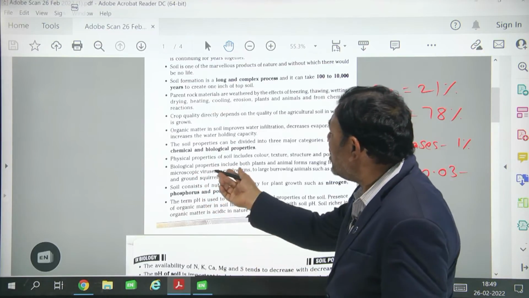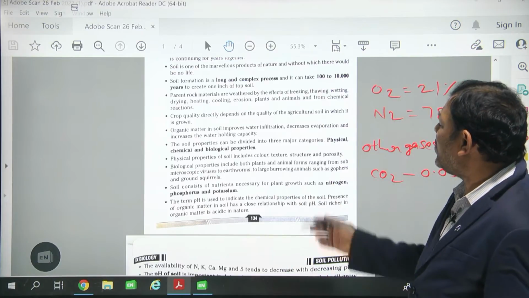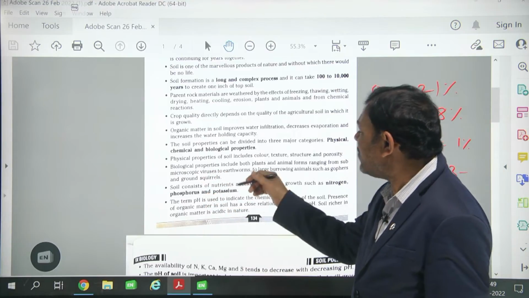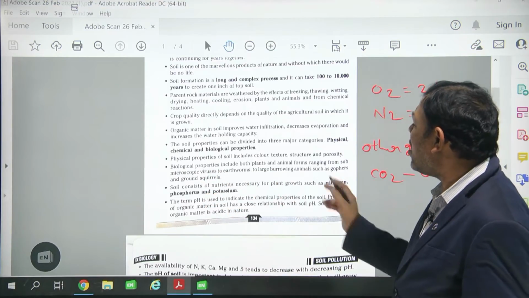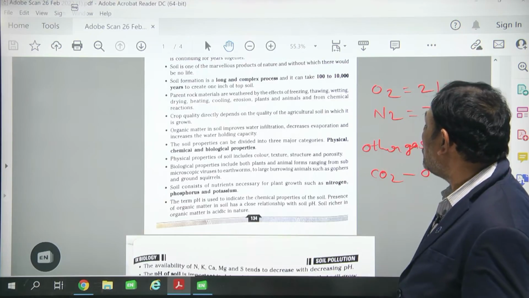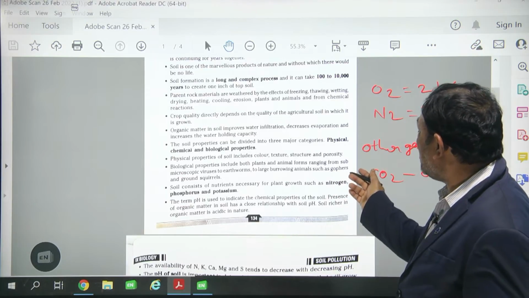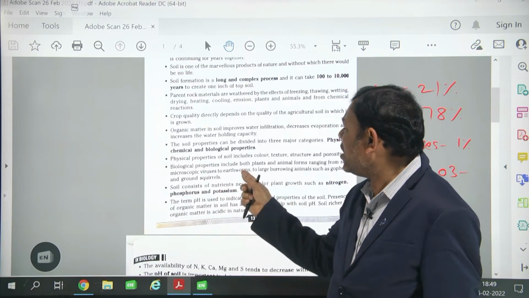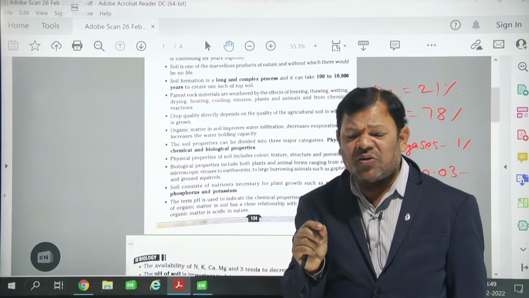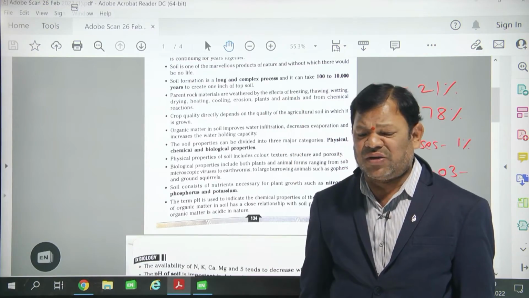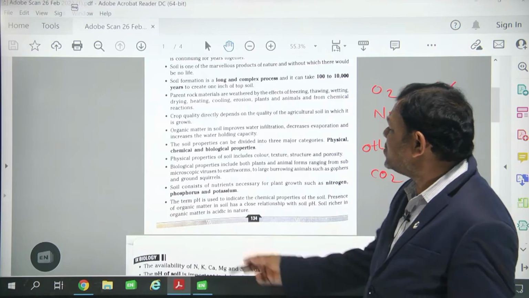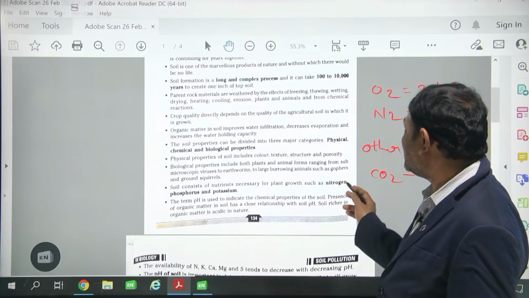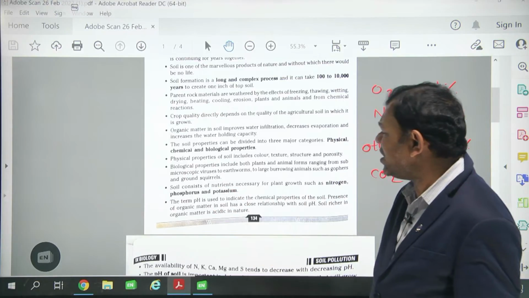Biological properties include both plant and animal forms, ranging from submicroscopic viruses to earthworms and large burrowing animals such as gophers and ground squirrels. So biological properties means microscopic organisms to the biggest animals. And soil consists of nutrients necessary for plant growth, such as nitrogen, phosphorus and potassium.